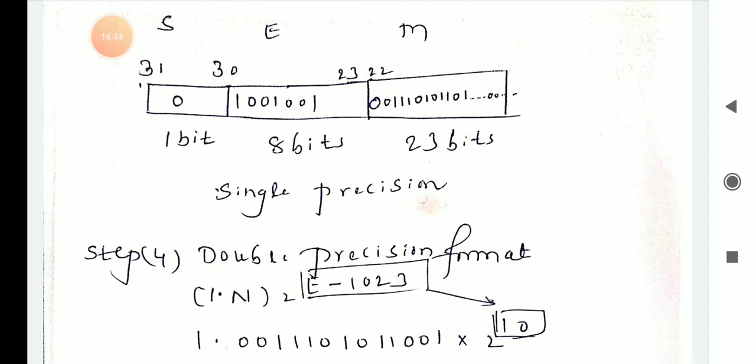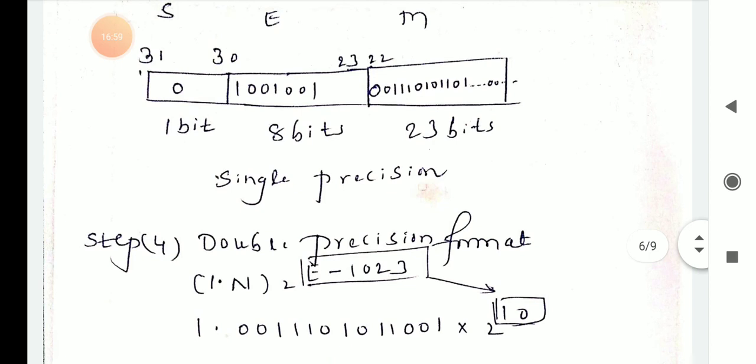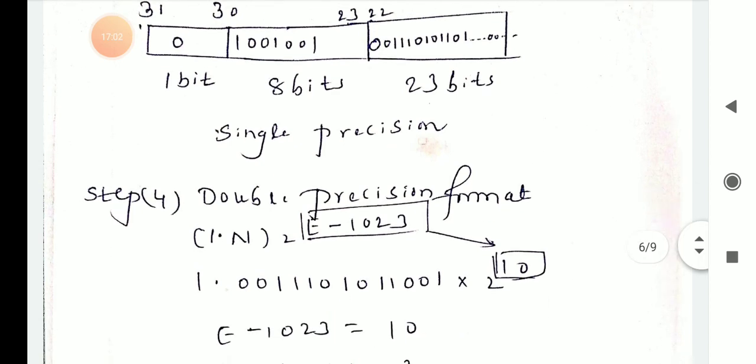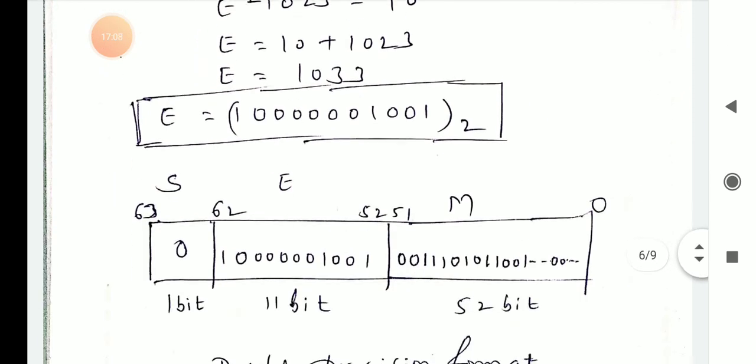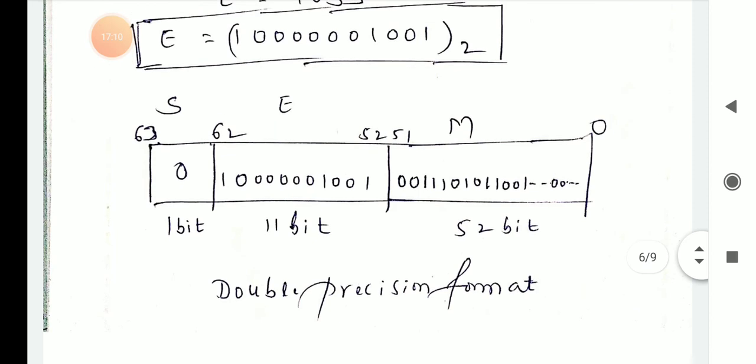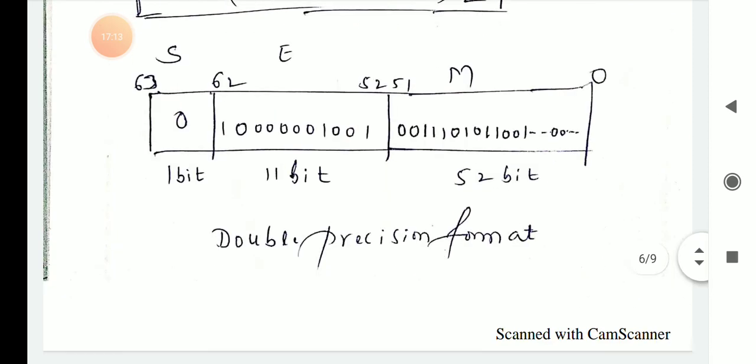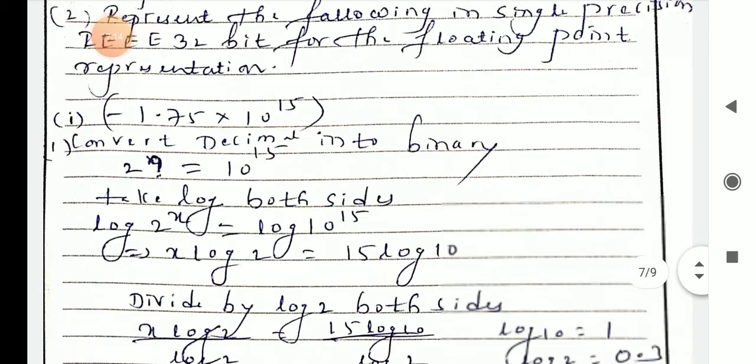If it is a positive number, in the sign bit you have to write 0. If it is a negative number, you have to write 1. For the double precision format, you write the value 2 raised to e minus 1023 compared to that value, and again write the double precision format. You will get to know how to write this. This is the first example, and this is your second example.